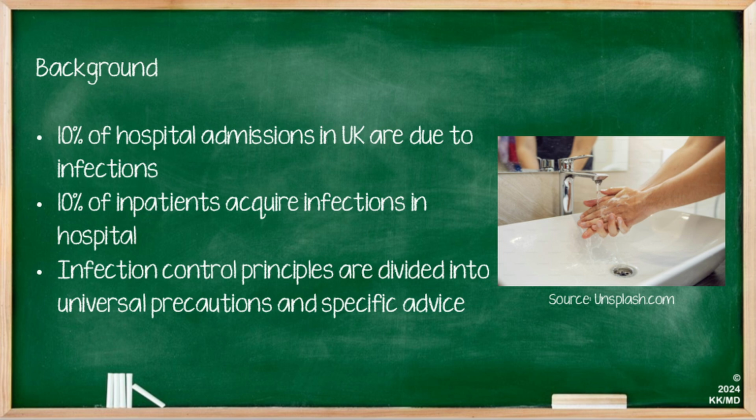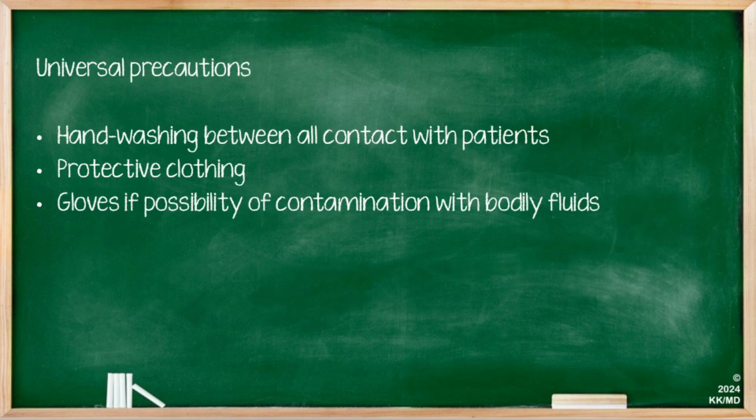10% of hospital admissions in the UK are due to infections, and 10% of inpatients acquire infections in hospital. Infection control principles are divided into universal precautions and specific advice. As you will be aware, hand washing is extremely important between all contact with patients, and protective clothing should be used when indicated. Gloves are recommended if there is a possibility of contamination with bodily fluids.